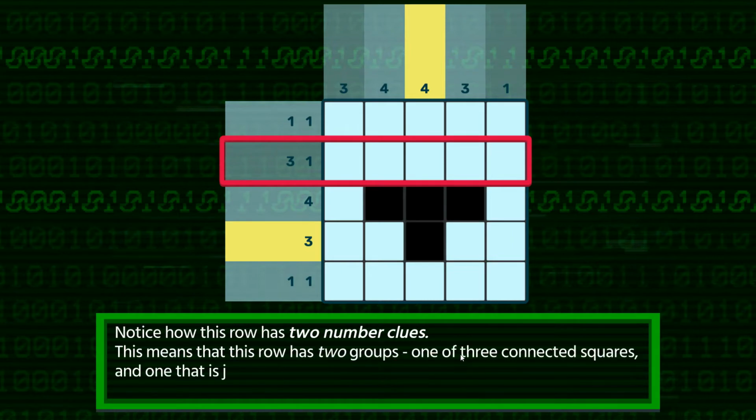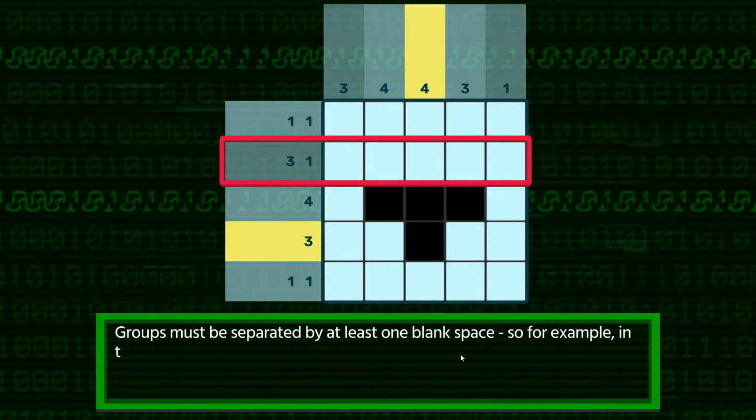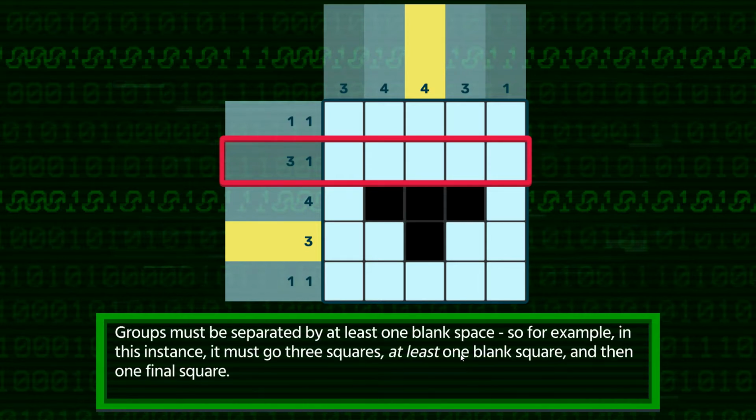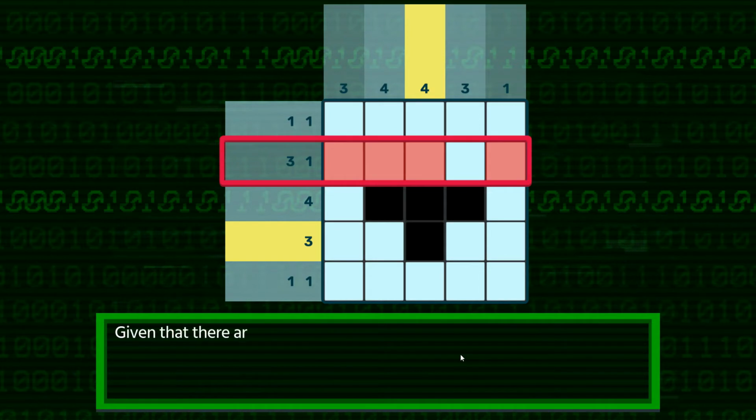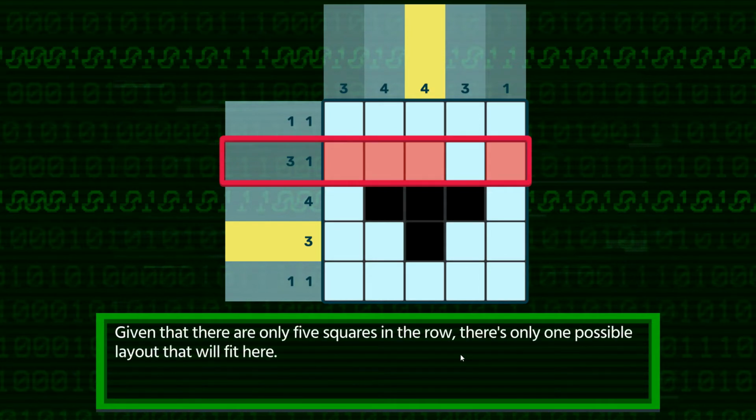Notice how this row has 2 number clues. This means that this row has 2 groups, one of 3 connected squares and one that is just a single square. Groups must be separated by at least 1 blank space, so for example in this instance it must go 3 squares, at least 1 blank square and then 1 final square. Given that there are only 5 squares in a row, there's only 1 possible layout that will fit here.